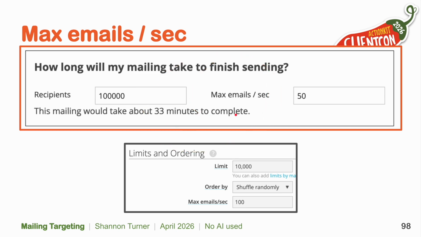I like to recommend going as slow as makes sense for the size of your audience and the timeliness of your messages, right? So if you have 33 minutes to spare and it doesn't matter too much, if this message will still reach your audience in a reasonable time, then this is fine. But if you're not seeing delays, don't worry about the max emails per second.